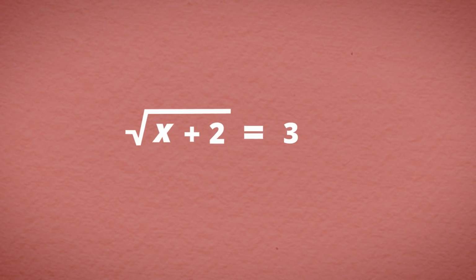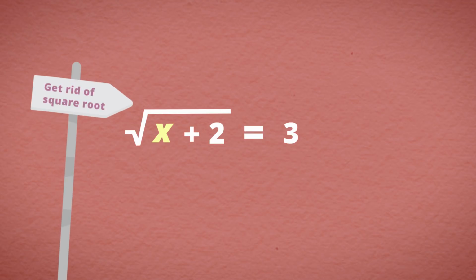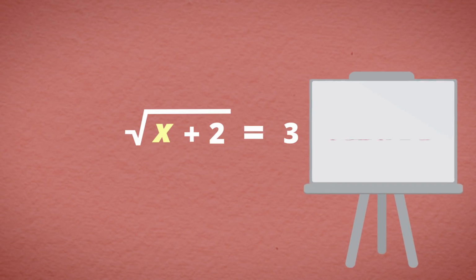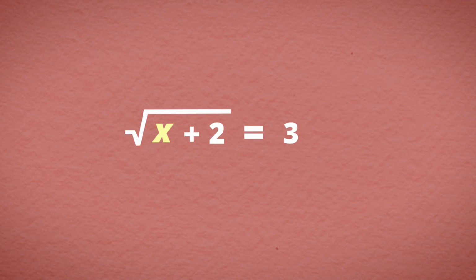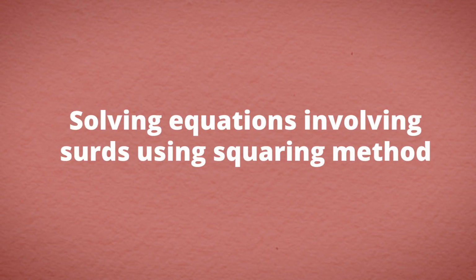Now, is this equation similar to the previous one? It's different because the unknown, x, is under the square root sign. To have only x on one side, we need to first get rid of the square root, and we do know of a way to do it. Recall that squaring a surd like this will get rid of the square root. That's exactly what we are going to do in this video to solve equations involving surds.